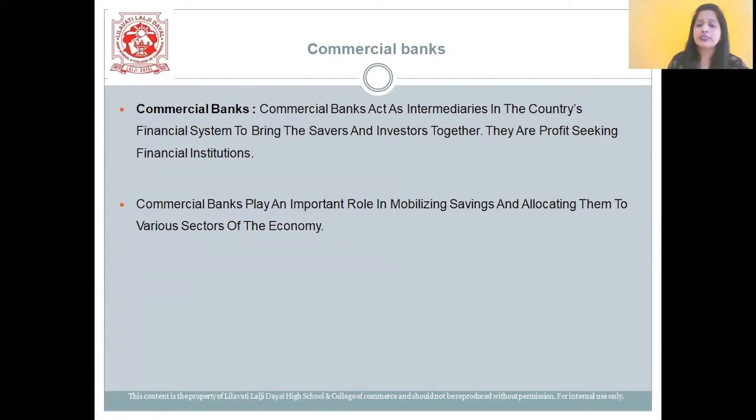Let's move on to the next topic, that is commercial banks. So what is a commercial bank, students? A commercial bank acts as an intermediary in the country's financial system to bring the savers and the investors together. Basically the lender and the borrower can both come together in commercial banking. They are profit-seeking financial institutions and they play a very important role in mobilizing savings and allocating them to various sectors of the economy.